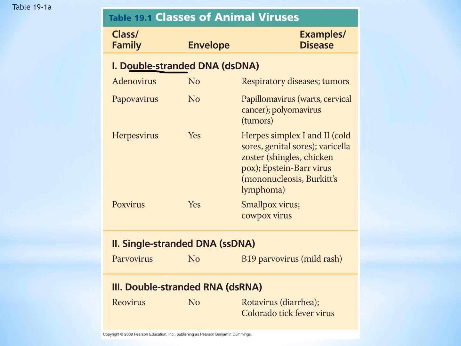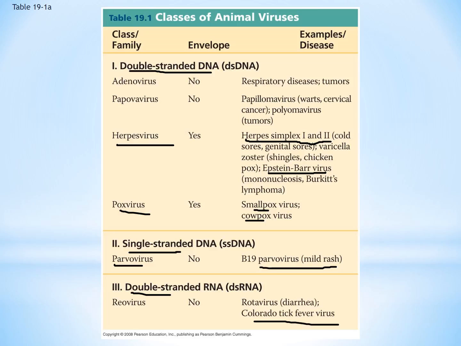So double-stranded DNA, an example would be, of course, our herpes virus, which is herpes simplex 1 and 2, which would be our cold sores, our genital sores, all that fun stuff. Epstein-Barr, which is your mononucleosis. Pox virus, which would be smallpox and cowpox. Examples of a single-stranded DNA would be the parvovirus, which causes, of course, a mild rash. And then an example of a double-stranded RNA would be the Colorado tick fever virus. Lots of fun there. And I'll show you some more on the next slide.